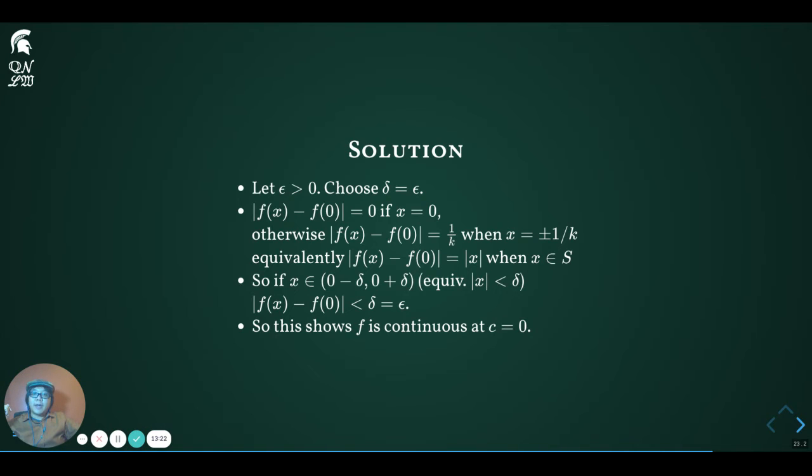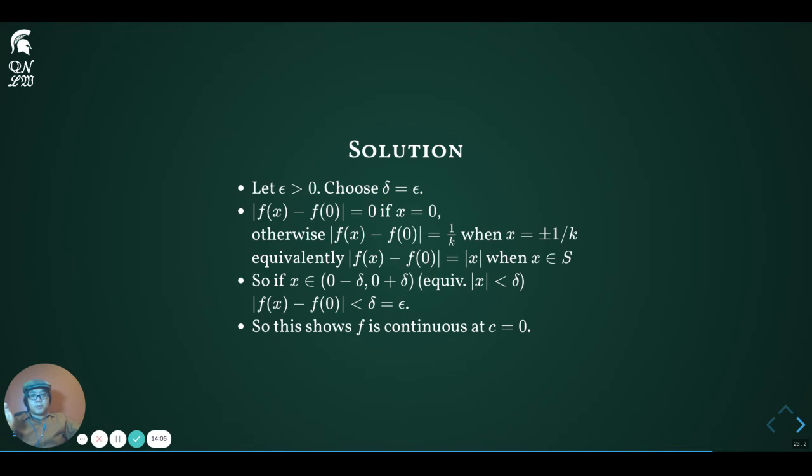So we find that f of x minus f of 0 in this case, after taking absolute values, is exactly 1 over k. So equivalently, we find that the difference between f of x and f of 0 can conveniently be summarized as equaling the absolute value of x. So if x is between minus delta and delta, we must conclude that the difference between f of x and f of 0 is no more than delta, which we have earlier chosen to equal epsilon. So this shows that f is continuous at 0.